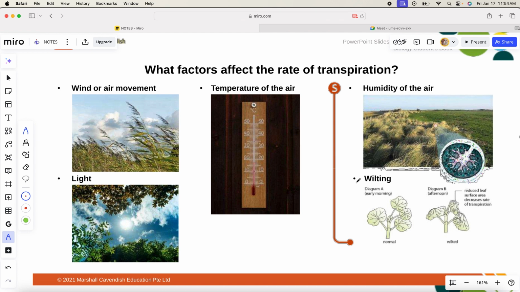Like the problem in the United States, in California, is caused mainly by the strong wind, by the air movement, strong air movement, and that air movement can cause a lot of damage, right? So one of the factors that speeds up the rate at which transpiration occurs is the air movement. We can call this number one. Number one factor, wind, which is called air movement. When it's very windy, a lot of water will be lost by the plant.